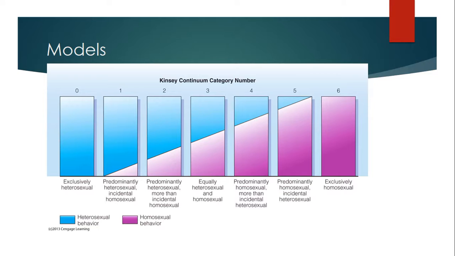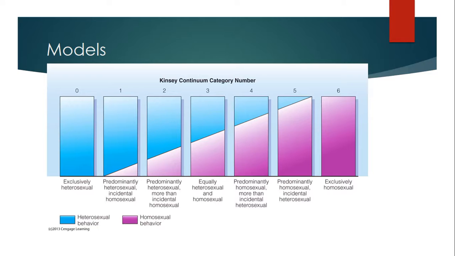The problem with this is that it doesn't change over time. That's one of the problems. So someone maybe, when I was younger, yeah, I had girlfriends, but now that I'm in college, I've realized that I'm more interested in men. So time change is one of the problems with Kinsey's continuum.